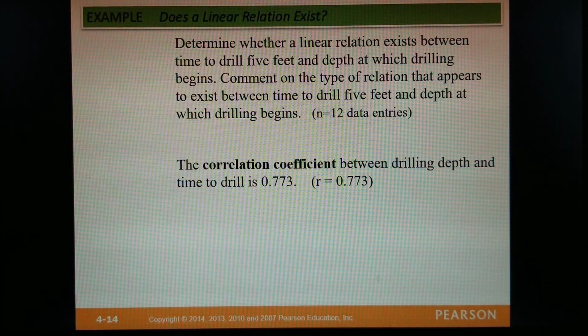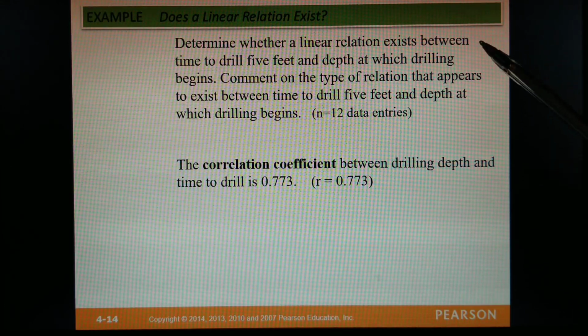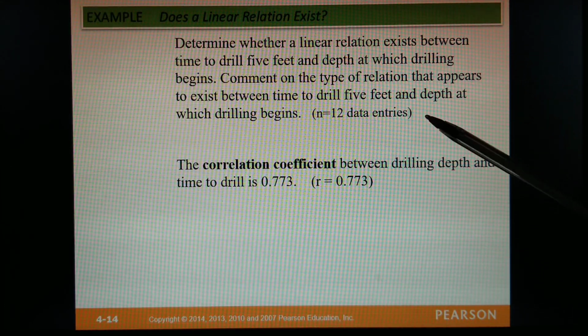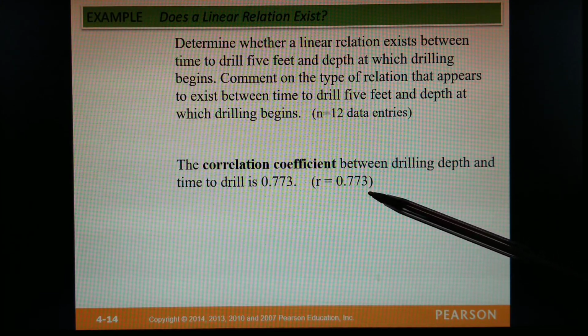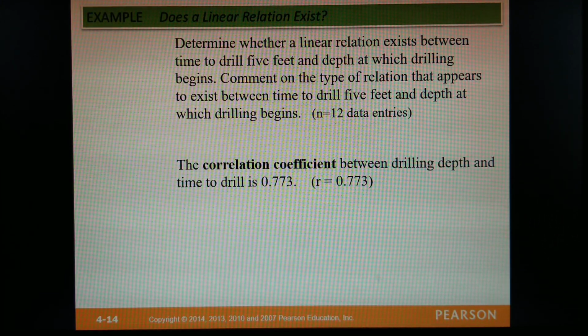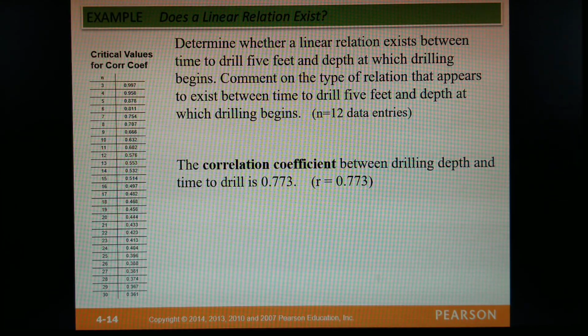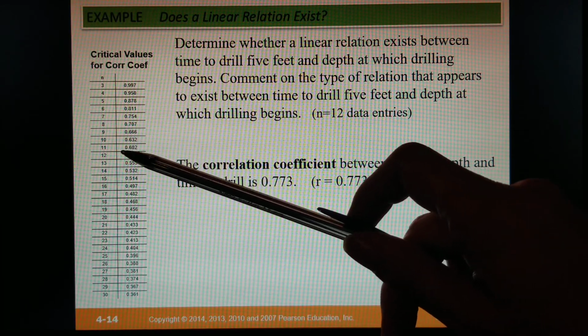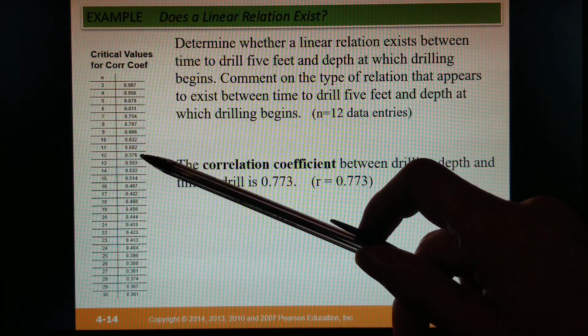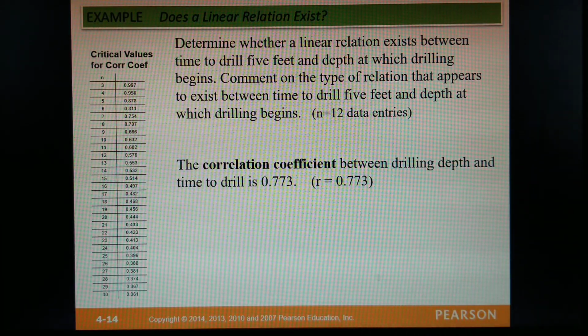All right, so determine whether a linear relationship exists for that drilling problem we just did. So we had 12 data entries. We found r to be 0.773. Now again, we had 12 data entries. So if you look on your formula sheet, I have included this table on your formula sheet for your test. At n equals 12 data points, this is 0.576 for my test statistic.